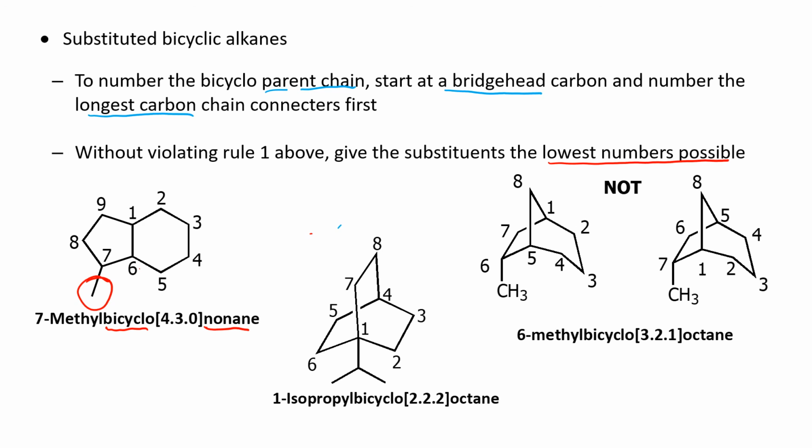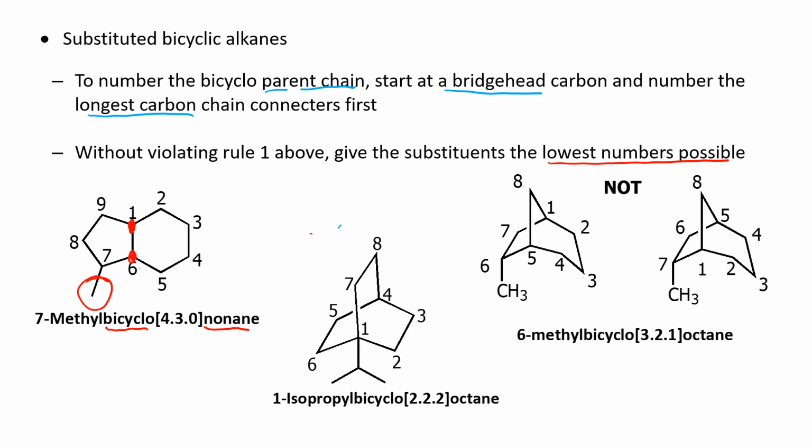So I can count 1, 2, 3, 4, 5, 6, 7. Or if I started here, 1, 2, 3, 4, 5, 6, 7, 8, my substituent would have a 9. So a 7-methyl beats a 9-methyl. That's why I began numbering at the bridgehead that I did here. Remember, you always have to start numbering at a bridgehead. You count around the longest chain first, and then you try to give your substituent the lowest possible numbers.